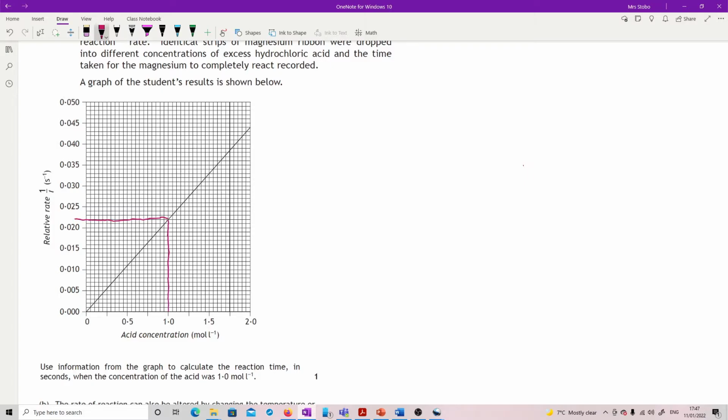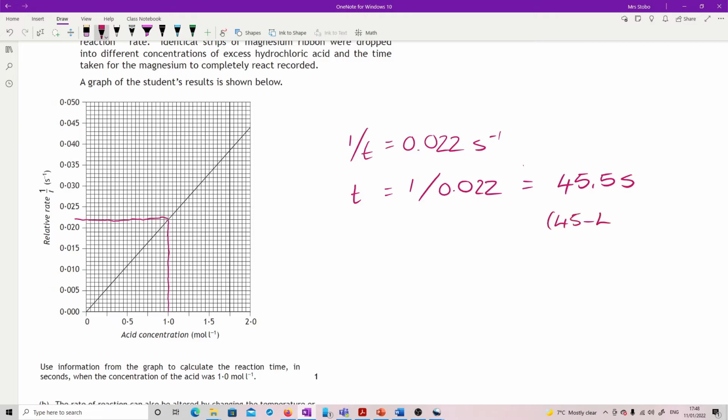It's not just a case of reading this off though, because you've got to convert it into time. So at 1 mole per litre, 1 over T is equal to 0.022 per second. We now need to shuffle this over. To get time, I'm going to do 1 over 0.022, which gives me 45.5 seconds, and the mark scheme actually allowed 45 to 46, so a little bit of give.